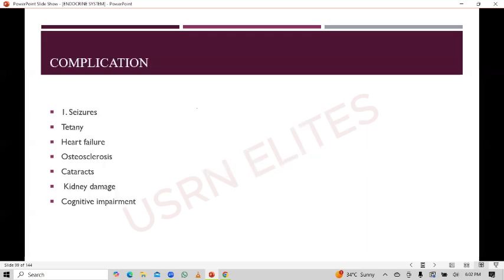So these are some of the complications of hypoparathyroidism. There are seizures. There is tetany because of muscle instability. There's heart failure. If muscle instability occurs in the heart muscles, it can contribute to arrhythmias and heart failure. Then osteosclerosis, and you can get kidney damage, kidney impairment.